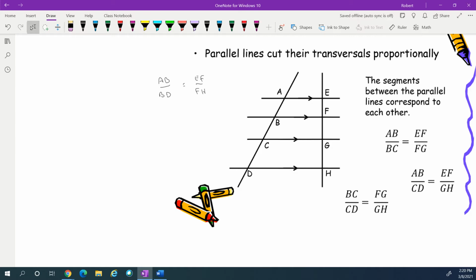What if I said BC and AD? Well, that corresponds to FG and EH, the whole thing. So, for example, the middle section over the whole thing is proportional to the middle section over the whole thing. All about corresponding parts.